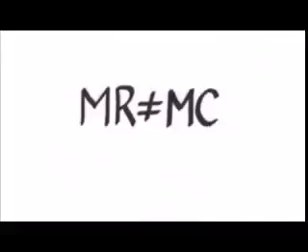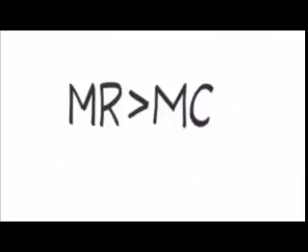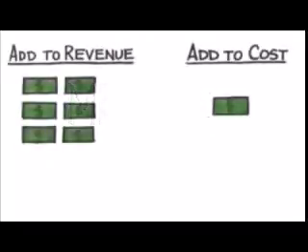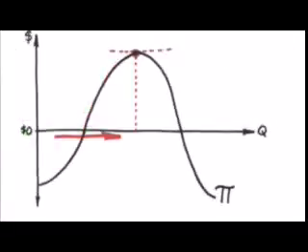For example, what if marginal revenue is greater than marginal cost? This means that more is being added to revenue than to cost, so profits are still rising. You would want to increase your output until marginal revenue equals marginal cost.